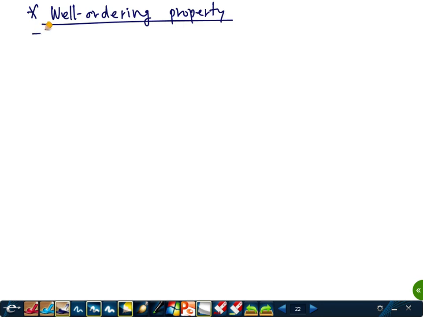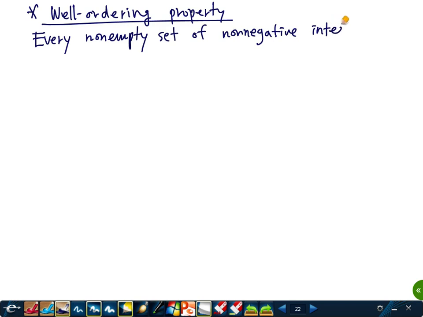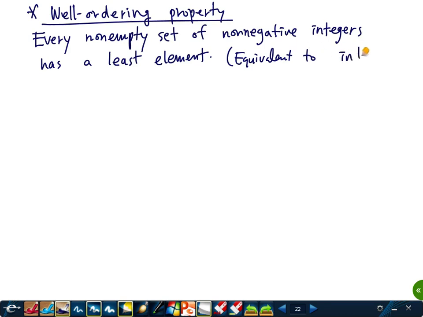So the well-ordering property says the following: every non-empty set of non-negative integers has a least element, the smallest among all of them. So you have a non-empty set of non-negative integers. If it's finite, then it's of course true. But even for an infinite set, this is true. In fact, this is equivalent to induction. So the well-ordering property is equivalent to induction.